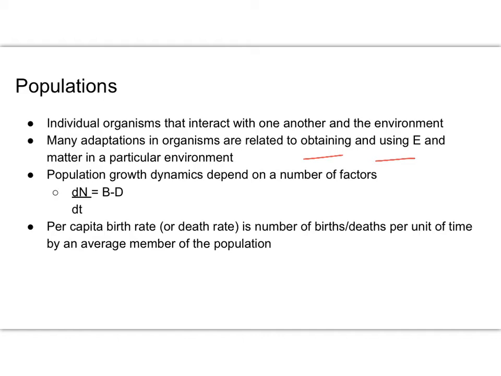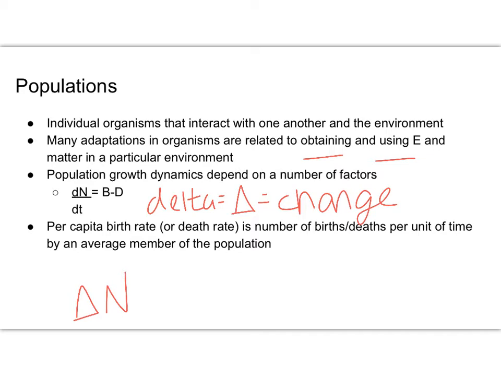So population growth dynamics is going to depend on a couple of factors, and we're going to use this equation to talk about it. The first part of this is going to be the dN. The lowercase d there is actually for delta, which is represented as a triangle, which is change. But unfortunately, the triangle doesn't print on everything, so a lot of times you'll see lowercase d. The lowercase d is for delta, which again is represented as the triangle, which means change. So this really ends up looking like this.